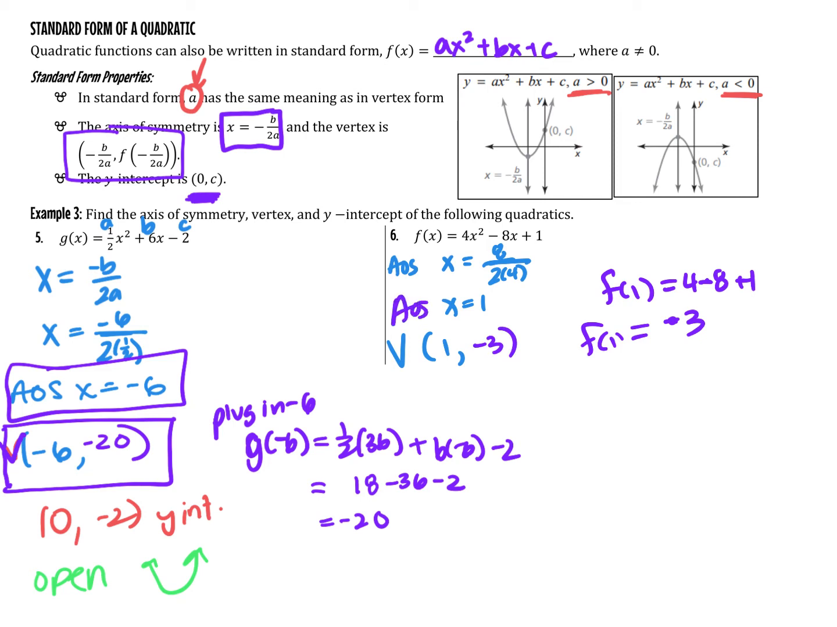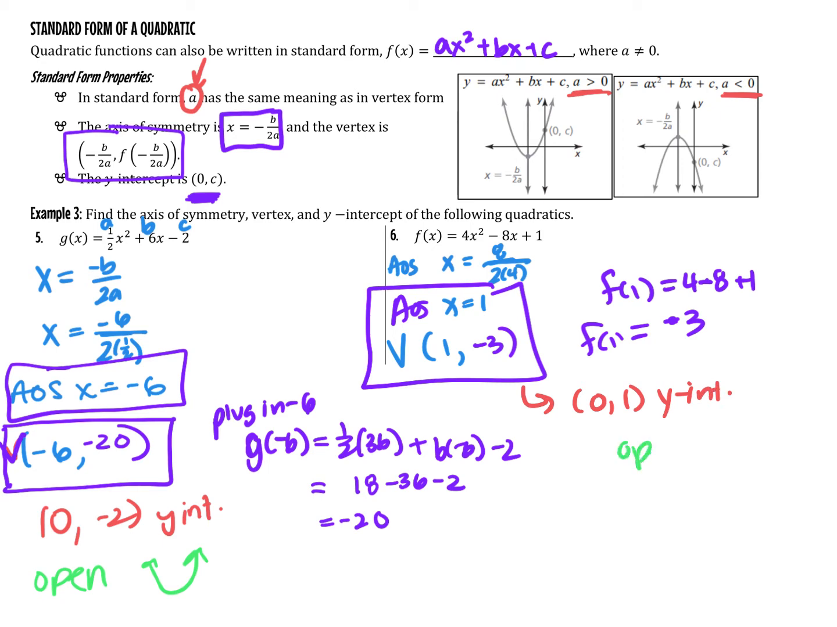So here's our axis of symmetry, here's our vertex, and then the y-intercept is just going to be 0, c. If I plug in 0, I get 1. This is the y-intercept. And if I asked you about opening up or down, you would tell me that this opens upward, which would mean if we were asked about max or min, in this case we would have a minimum value, and that minimum value would be the y value of the vertex, which is -3.